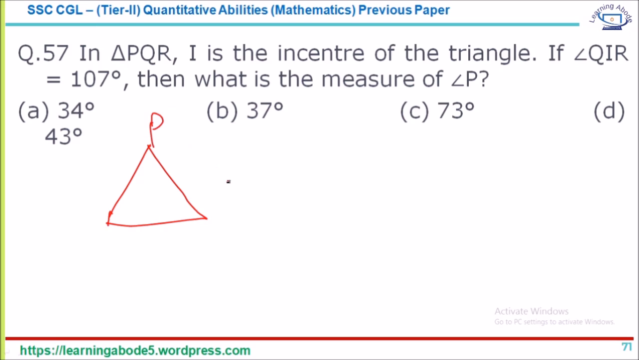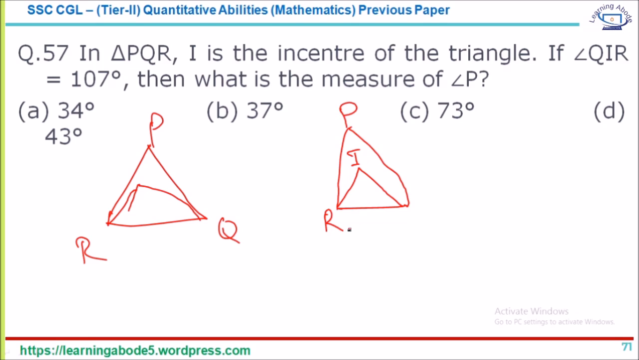You have P, Q and R. Okay, so you have the incenter, that's the meeting point of angle bisectors. So that's I, P, R and Q. And this angle is given as 107.